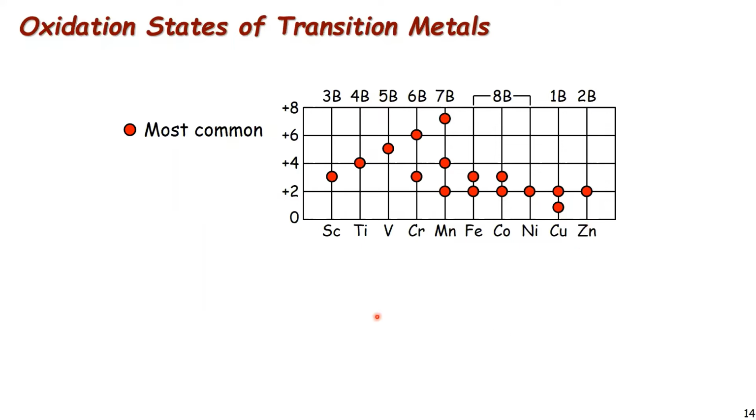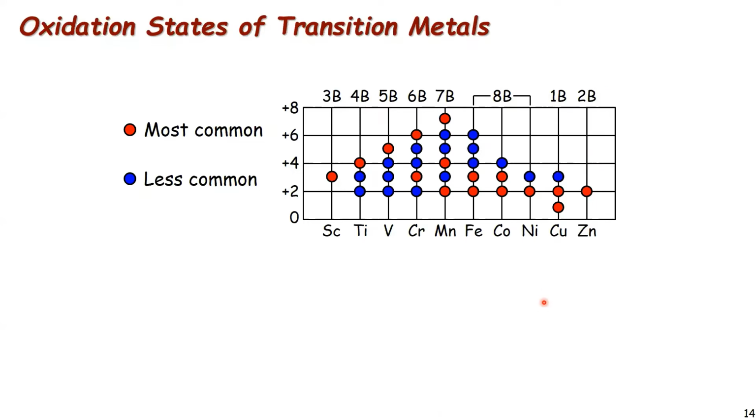Okay? But there are other less common but easily obtained oxidation states. They're less common, but they're easily obtained. So you can see they're all over the board. So basically, again, we can see that this represents the maximum oxidation state, +3, +4, +5, +6, +7, until we get into the 8Bs, which are just weird. And the 1 and 2Bs, again, they don't follow that because copper can be +1, +2, or +3. Now the zinc is +2.